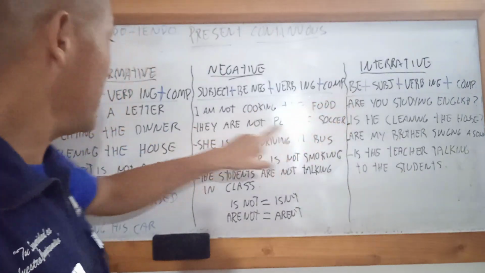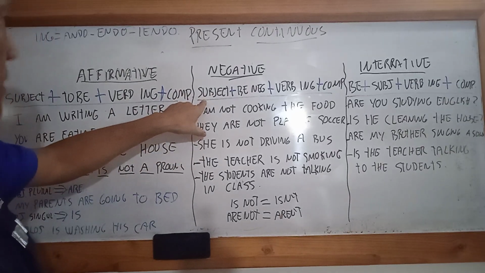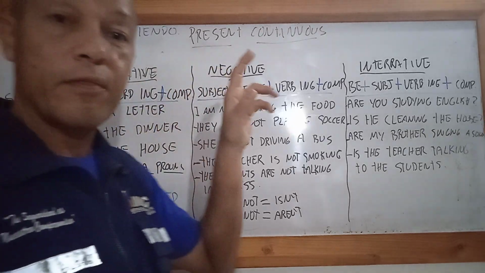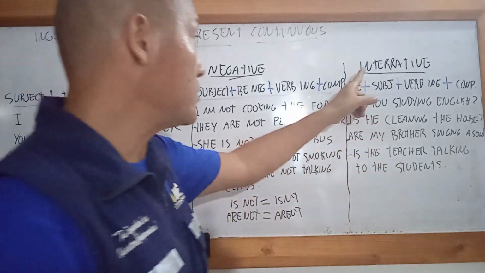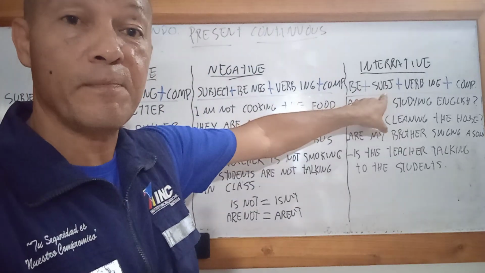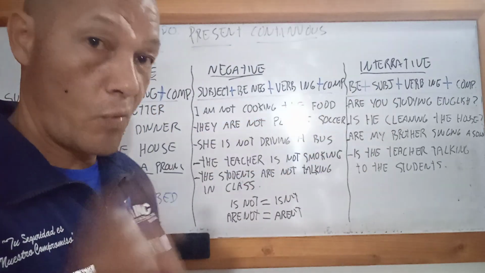Not the same in this. In both cases the subject is located in the first place of the sentence, but in the interrogative, the subject is located in the second place, because in the first place is located the verb to be. Okay, watch out with this.